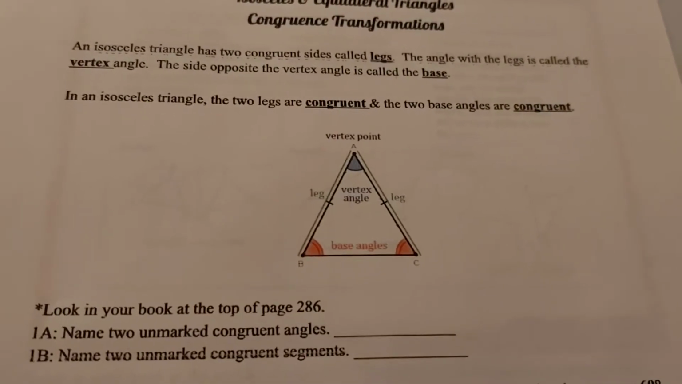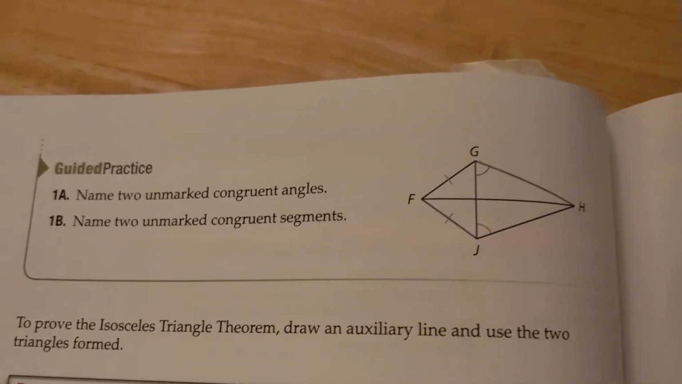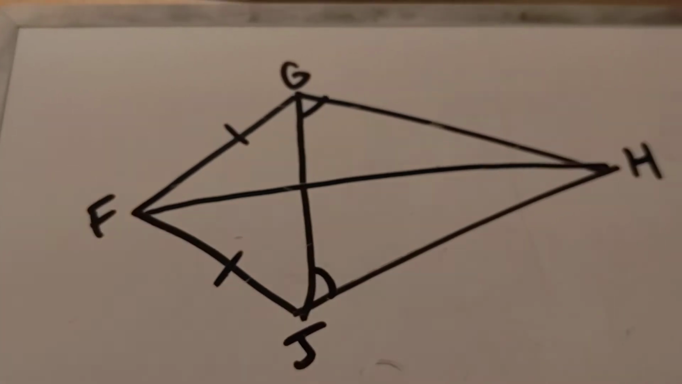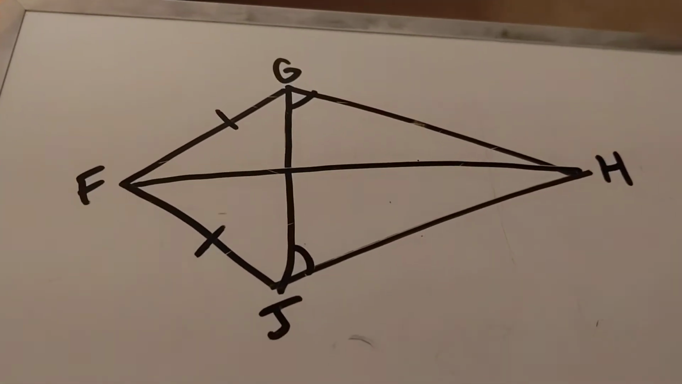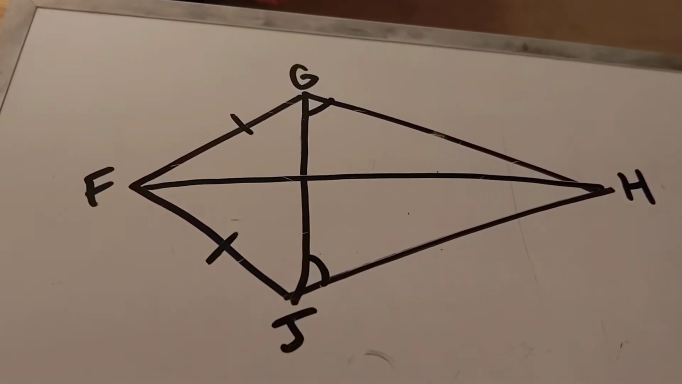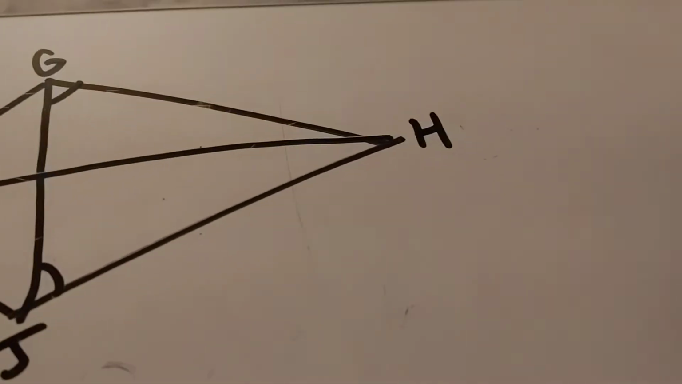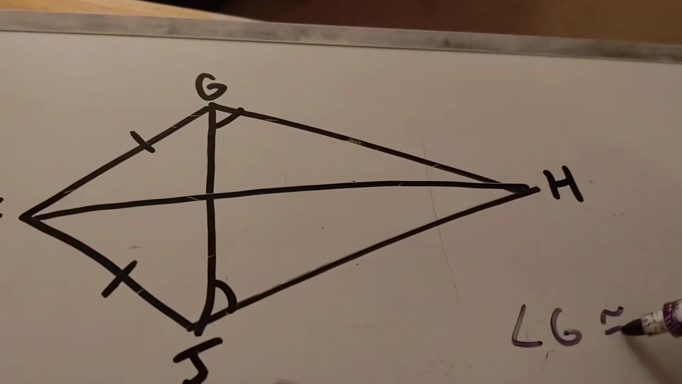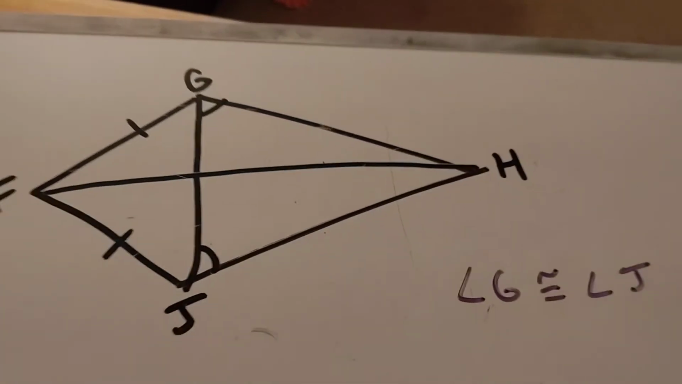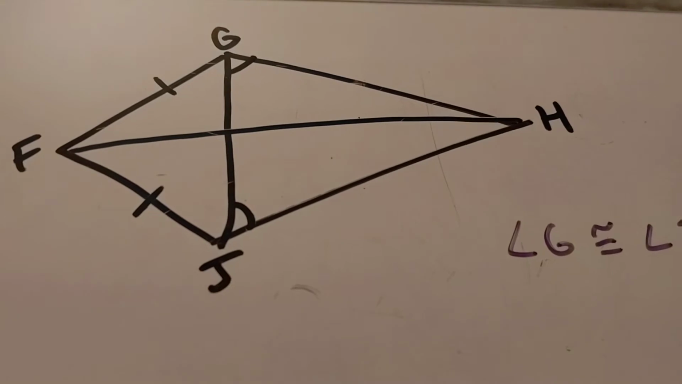Now take a second to look in your book at the top of page 286. Here we go. Here is the top of page 286. And I went ahead and drew it as well on this whiteboard, so it could be a little bit bigger for us. Sorry about that. All right, first question says, name two unmarked congruent angles. Now, I know that we can literally see in the picture that angle G is congruent to angle J. However, it asked us to name two unmarked congruent angles.